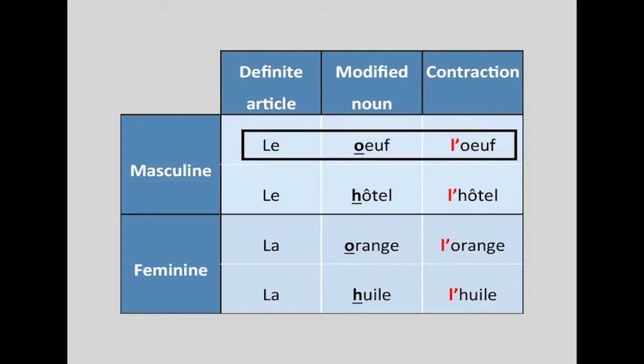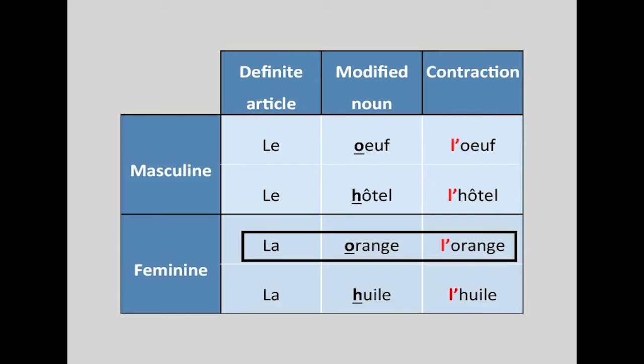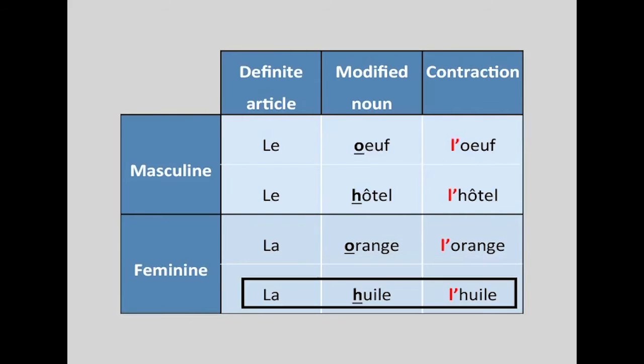Le œuf contracts to l'œuf. Le hôtel contracts to l'hôtel. La orange contracts to l'orange. La huile contracts to l'huile.